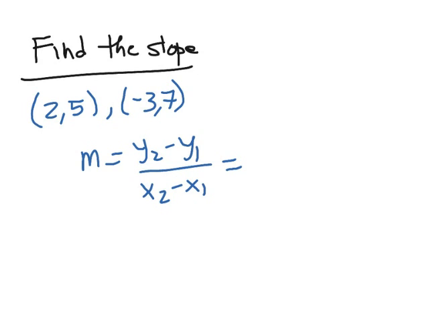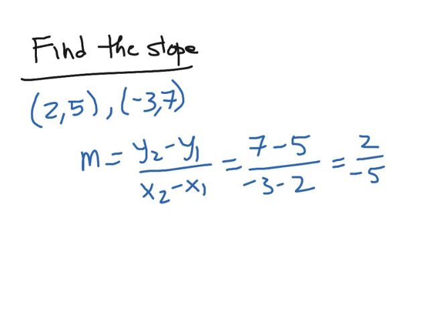If you call the 7 to be y2, then the negative 3 has to be the x2. And that's the way I would normally do it. The point (-3, 7) came second, so I would call that one x2, y2. So I would have 7 minus 5 divided by negative 3 minus 2. That's going to be 2 over negative 5, which we would normally write as negative 2/5. The minus sign is normally put on top, but that truly doesn't really matter.